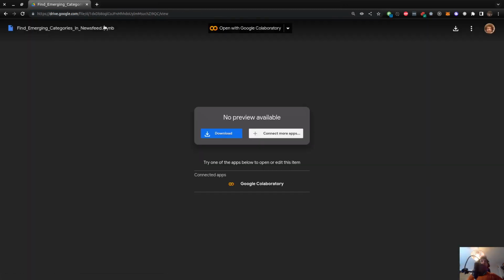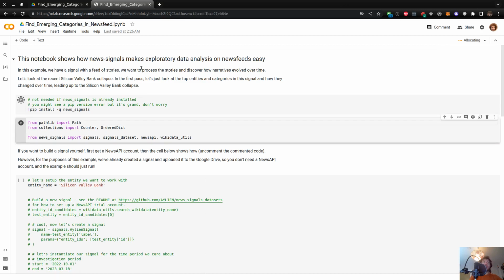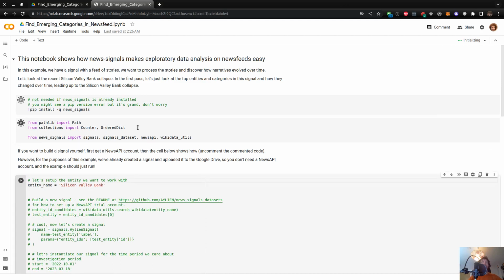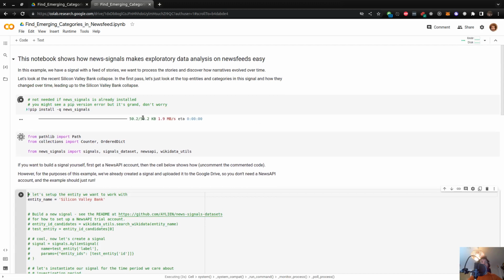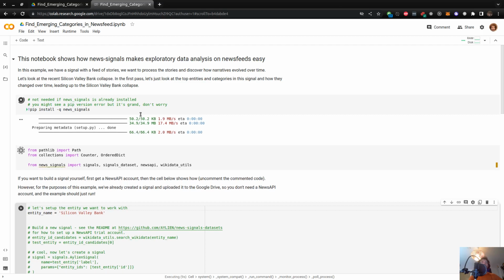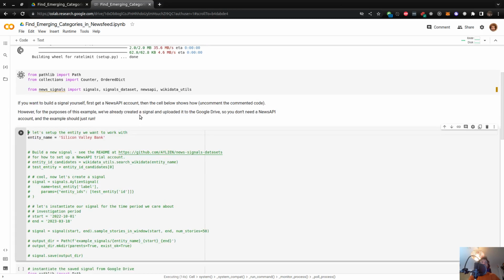Find emerging categories in newsfeed. I'm just going to go into Colab. One cool thing about news signals is that we can save signals after we create them, and then we can just pass them around. So this ability to persist signals in practice is super useful because we don't have to query the API that we use to get the data again and again. We can just build the signal once, and then it's in that state forever. And we can just pass it around.